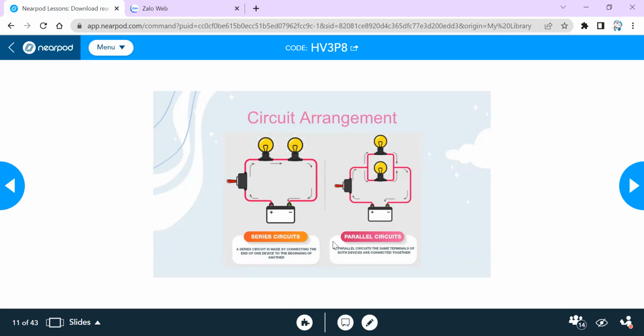What is a series circuit? A series circuit is made by connecting the end of one device to the beginning of another, like this. So everything stays on the same wire path. This is called a series circuit. In parallel circuits, we have two different pathways for the current to flow through. So it can be connected to one, then at one point it will split itself into two parts and go into two different light bulbs and back to the battery again.